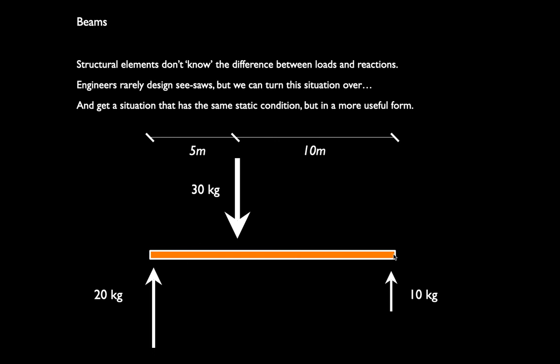A 15-meter span, supports on the left and right side. This now is going to be the load, 30 kilograms. And these now are going to be the reactions, 20 kilograms and 10 kilograms. And using the same math, we can see that the beam is in translational equilibrium, 20 plus 10 equals 30. And if we multiply each of those loads times its lever arm, 20 kilograms times 5 is 100, 10 kilograms times 10 is 100, we see that that beam is also in rotational equilibrium.